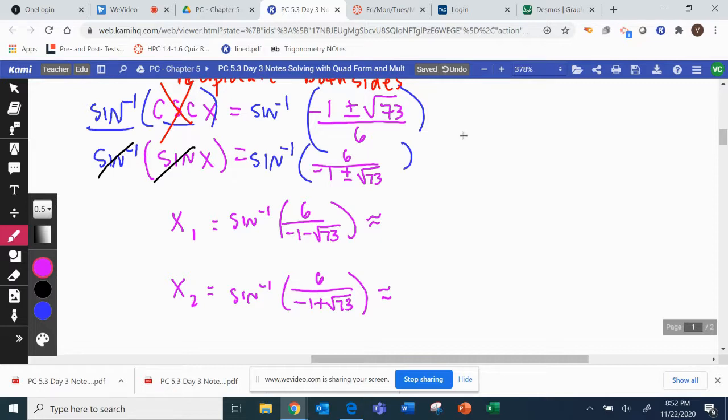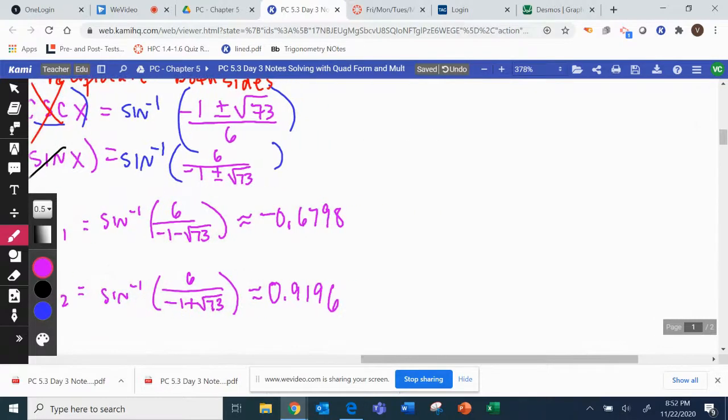And my first answer is -0.6798. I'm just going to go get my other answer while I'm doing this. This is not a big deal for me because I have the newer calculator where I can just go get the answers from before. If you have those older calculators, you might not want to just do them all at the same time. Okay, so x1, let's change my color.